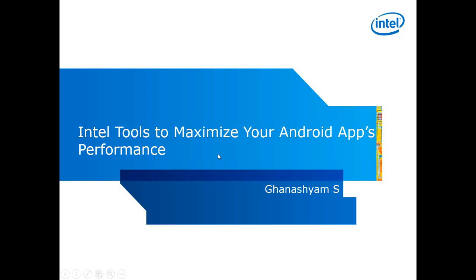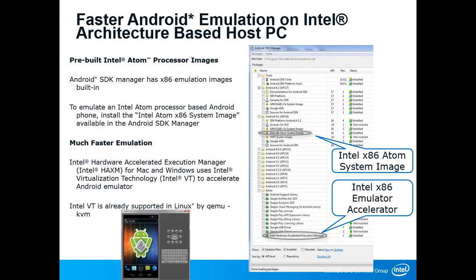What this particular tool does is, if your system is an Intel-based PC which supports VT, the virtualization technology, you can install this tool and it ensures that your Android emulator runs faster. You can install this tool by downloading it from the Intel website, or you can install it from the Android SDK manager. The last option in the extras is the Intel Hardware Accelerated Execution Manager. So you need to install it.